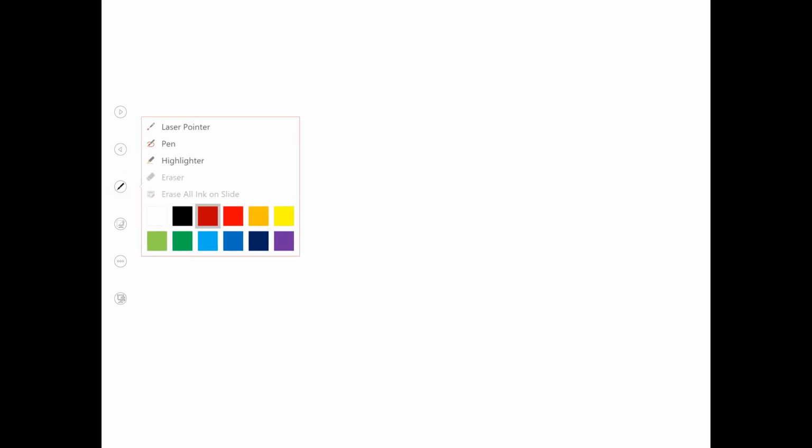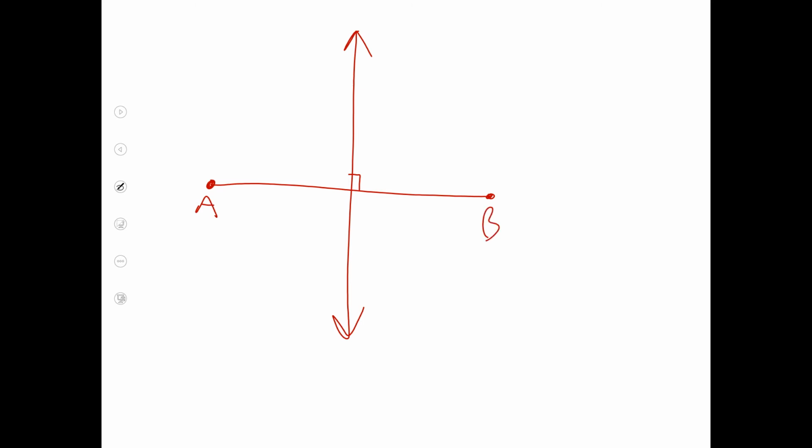Let's play around with perpendicular bisectors and practice some examples you might see. So let's say I've got a line segment and I have a perpendicular bisector that cuts it in half at a 90-degree angle. Let's call this point A and this point B. Now let's say that we know that segment AB is about 4 inches long.